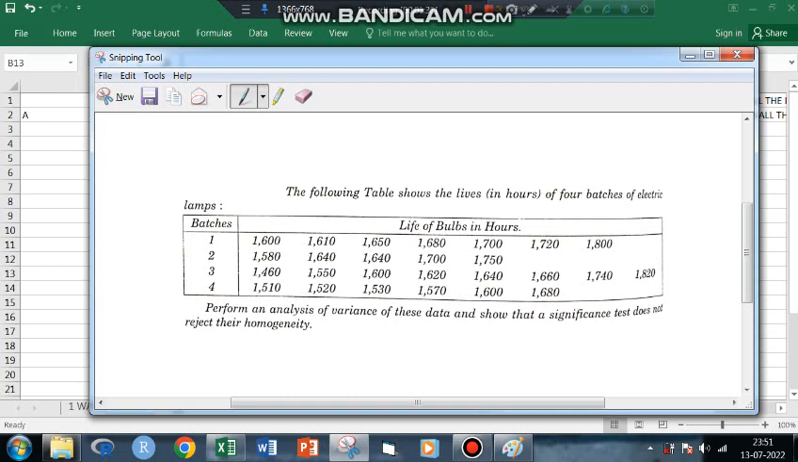So we can see that the experimental units are the bulbs. We want to check their life hours, and the variation between the bulbs is caused by the batches. They are producing different batches in the factory, so the batches are the variation factor. We are going to perform an analysis of variance and show that a significant test does not reject their homogeneity. That is, we cannot say that they differ in batches. There is no difference with respect to the batches.